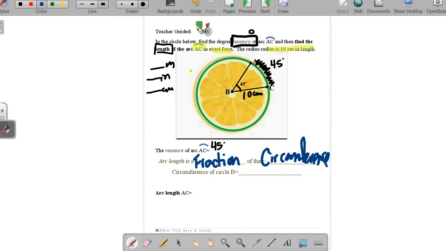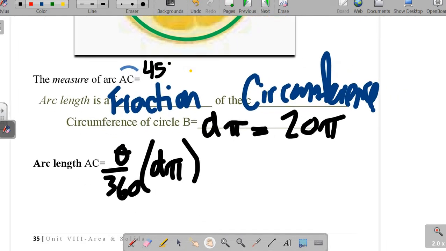Fraction of circumference is arc length. Circumference is d pi. Trace it. Of course, that's going to be 20 pi. We want to do the arc length, so that's theta over 360 times d pi. Our theta in this case is 45 degrees.